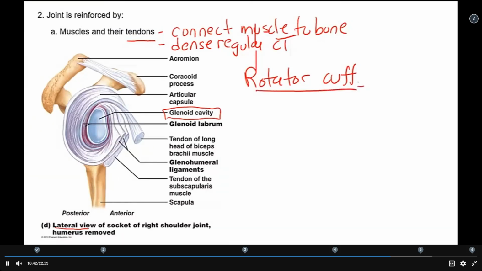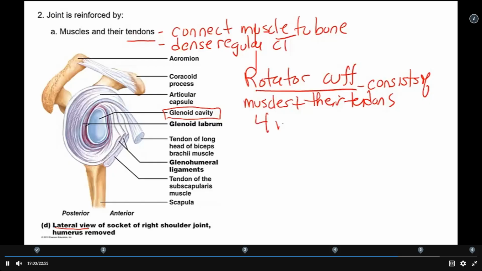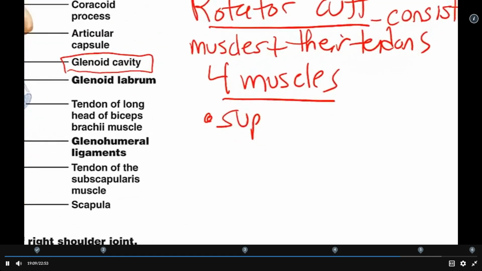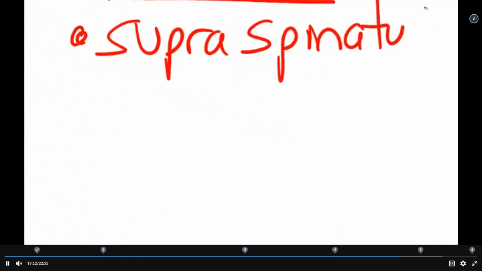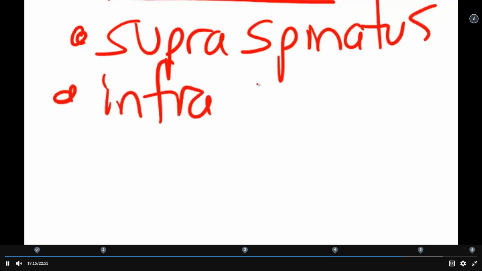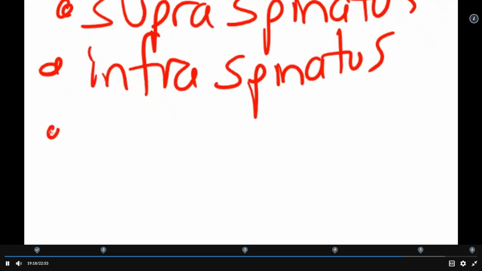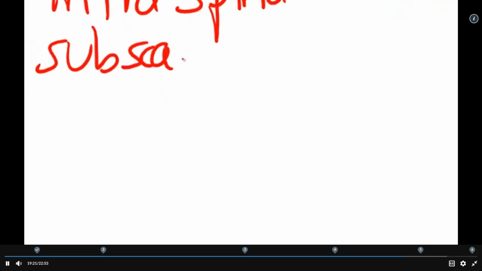The rotator cuff actually consists of muscles and their tendons, and the rotator cuff is really what stabilizes the glenohumeral joint. Now, the four muscles that make up the rotator cuff are the supraspinatus, the infraspinatus, the subscapularis, and the teres minor.